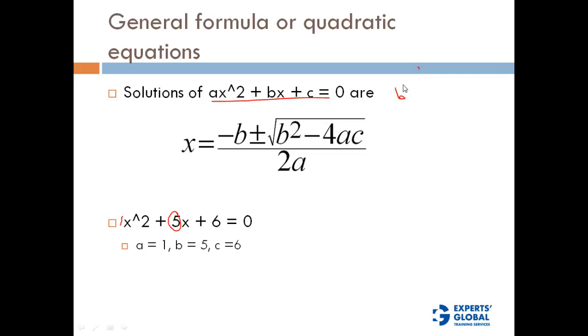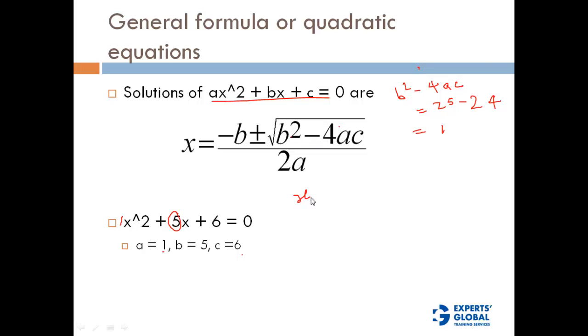b square minus 4ac is equal to, what is b square? It is 25, minus 4ac, minus 4 times 1 into 6, right? 4 times 1 into 6, so that is going to be 24. So this is going to be 24, so that is equal to 25 minus 24 is 1, correct? Now we got b square minus 4ac.